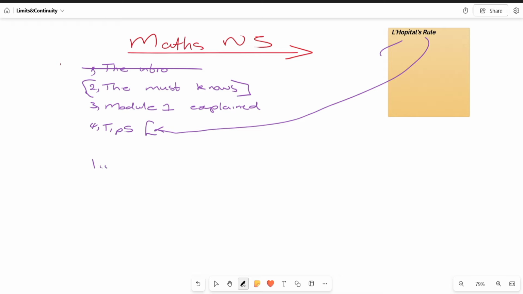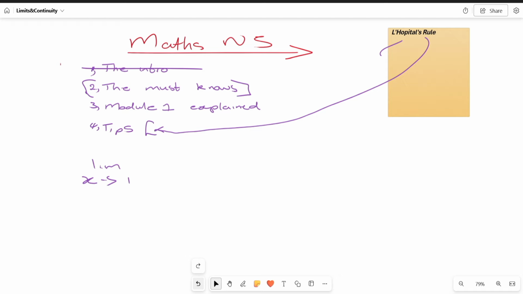Let's say you have lim x approaches 1, and then the function that you're given is 2 over x minus 2, right? What happens over here is you're just going to substitute, so it'll be 2 over 1 minus 2, and then what you get is minus 2, right? This is straightforward.